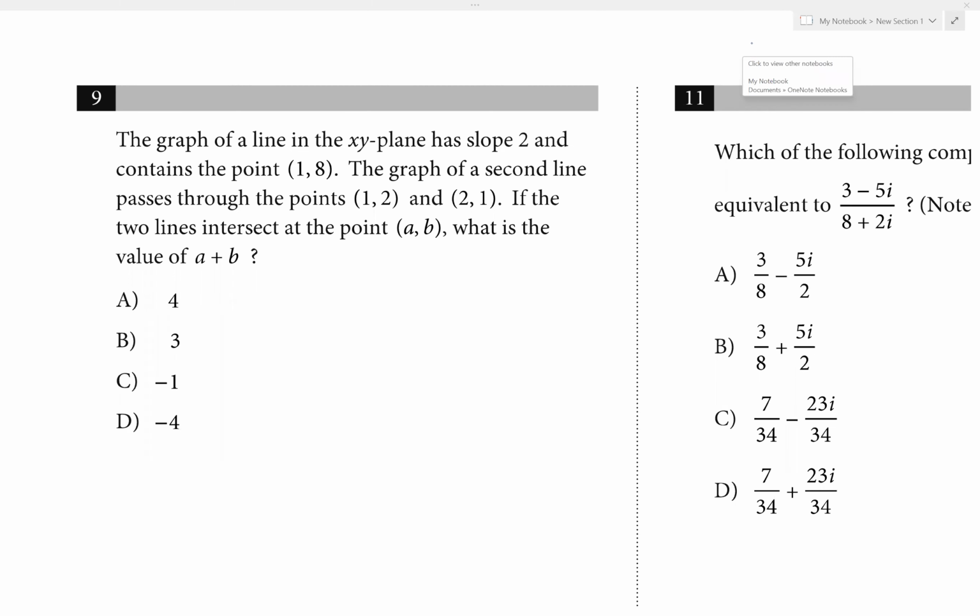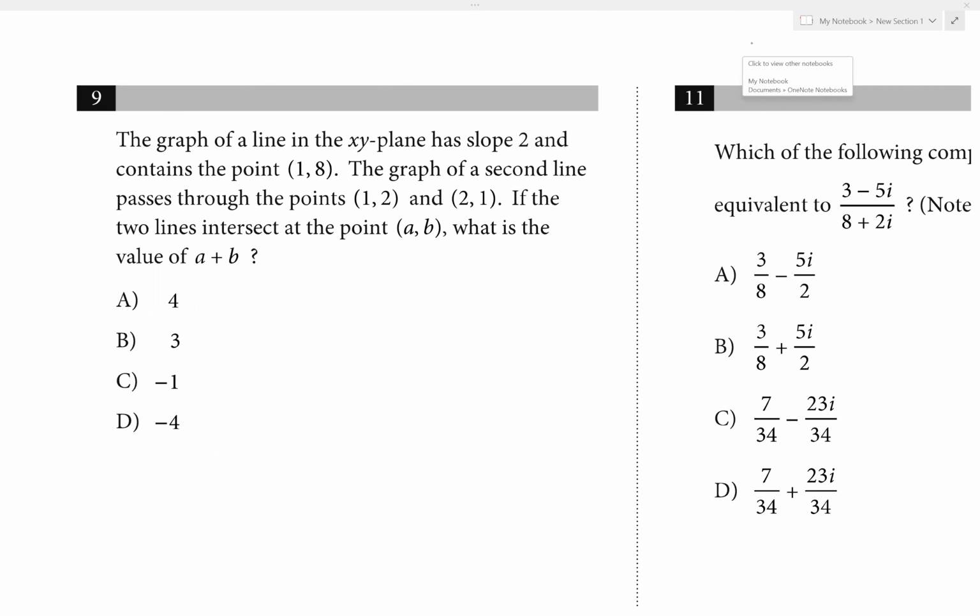Okay, question 9. The graph of a line in the xy plane has slope 2 and contains a point (1, 8). The graph of a second line passes through the points (1, 2) and (2, 1). If the two lines intersect at the point (a, b), what's the value of a plus b?